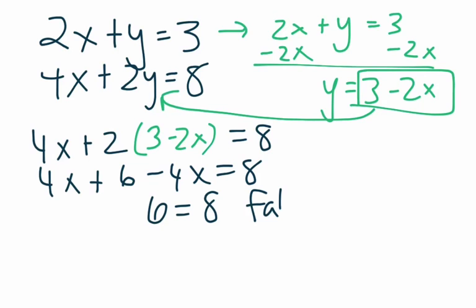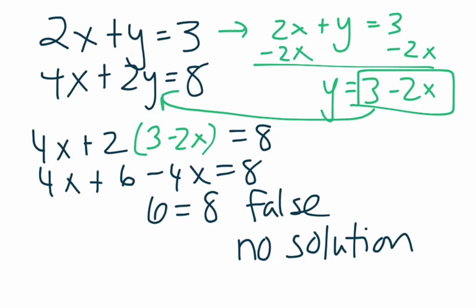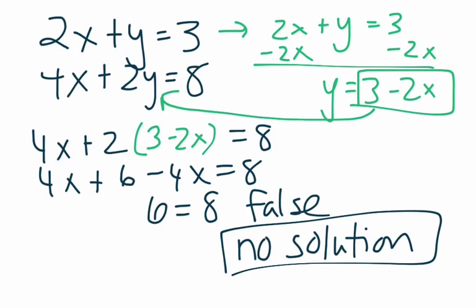Now, this is what's called a false statement. 6 does not equal 8. And what it means is that this system actually has no solution. There are a couple other words that go with it, words that you might see in a college textbook, but we won't get into them in this Algebra 1 video. We just say no solution. When you go to solve this system, you end up with a false statement, which means there are no values for x and y that will actually work for both of them.